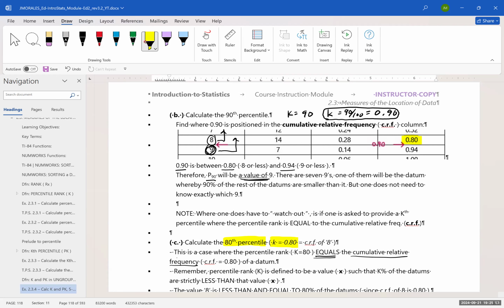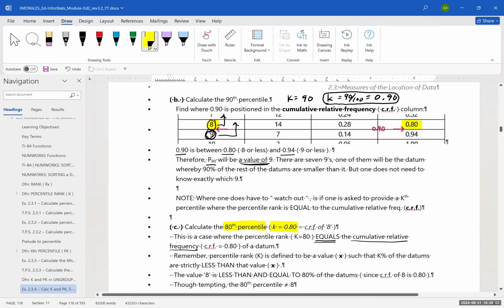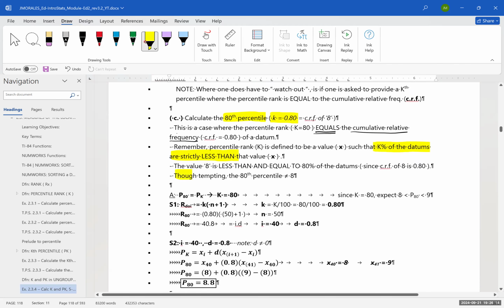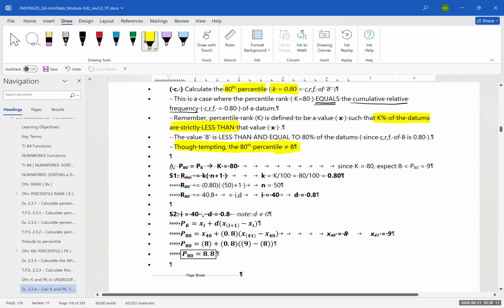But the problem is that this 80% means values 8 and less. But to calculate the kth percentile, we have to make sure that it's going to be a percent of datums that are strictly less than a value. So it can't be 8. So even though it's tempting to say that the 80th percentile is 8, it's not. So we have to go through this two-step process in order to calculate the 80th percentile.